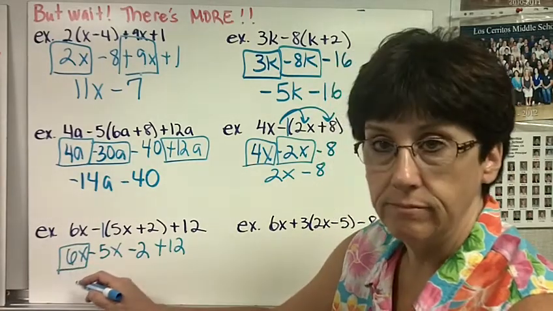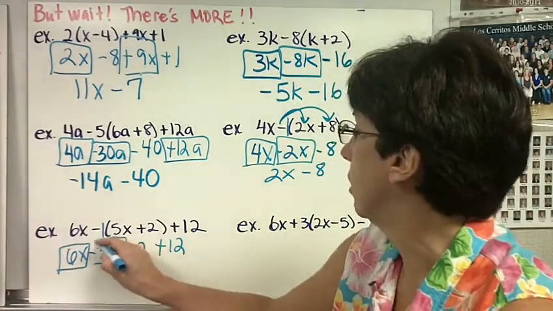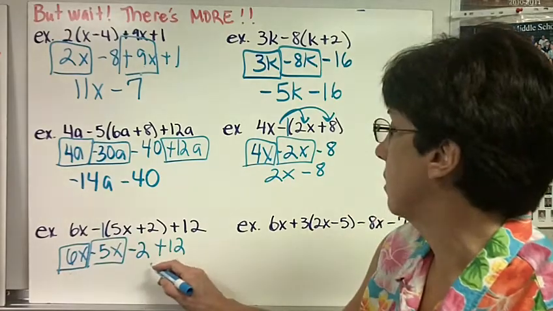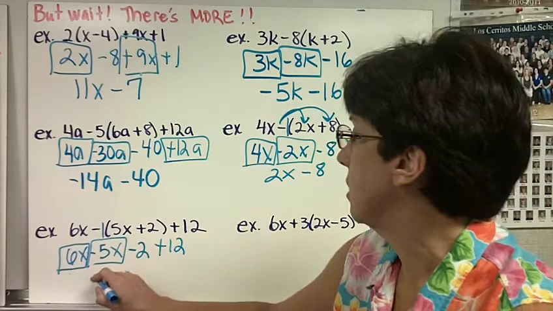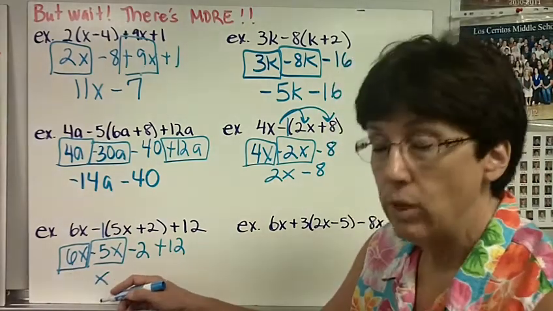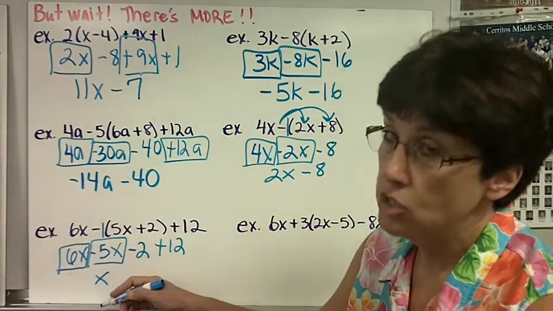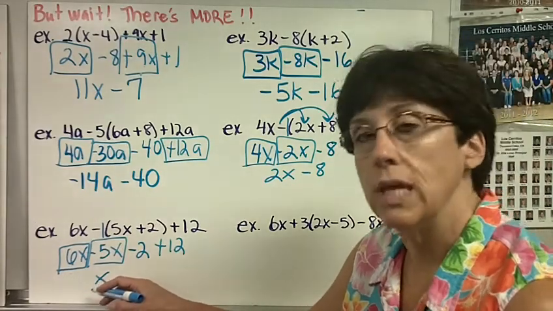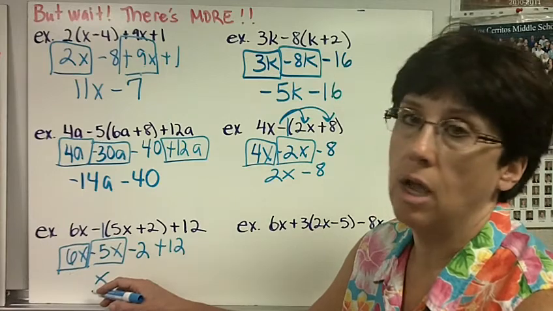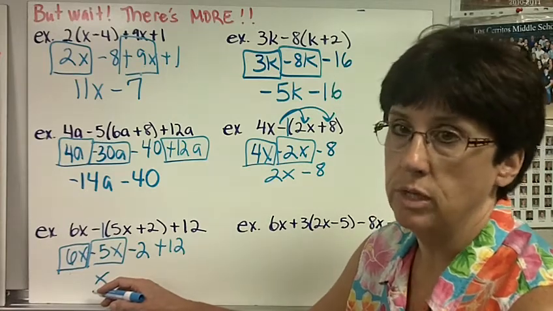Box, 6x minus 5x, and those are all of my variable terms. 6x minus 5x is just 1x. And when I just have 1x, I just write an x. I don't write the coefficient 1. You can do that initially, but as time goes on, I don't want you to do that because that's not how we do it in algebra.